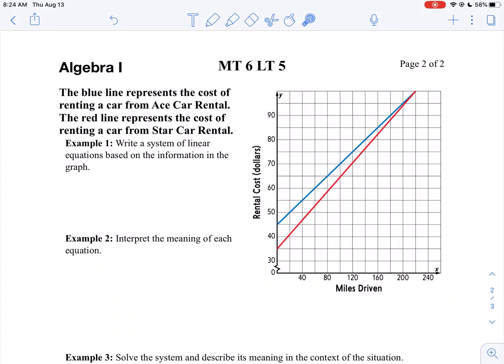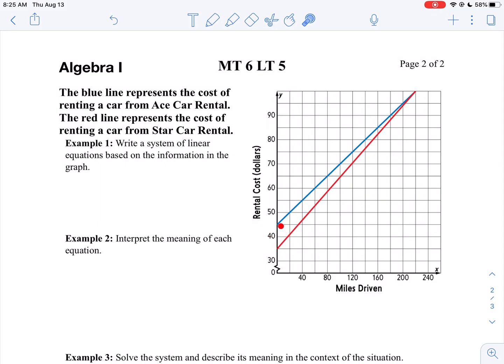In this example, it says the blue line represents the cost of renting a car from Ace Rental. The red line represents the cost of renting a car from Star Car Rental. I want you to write a system of linear equations based on this information in the graph. Well, let's start with the blue line.